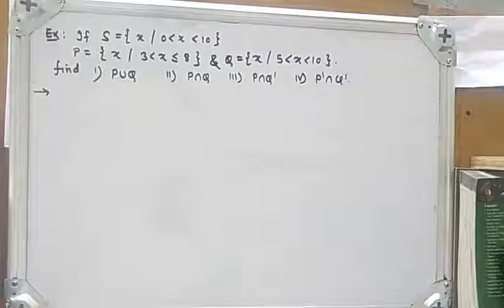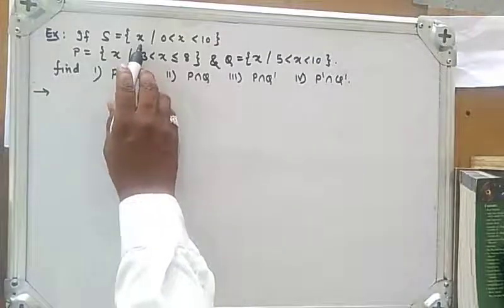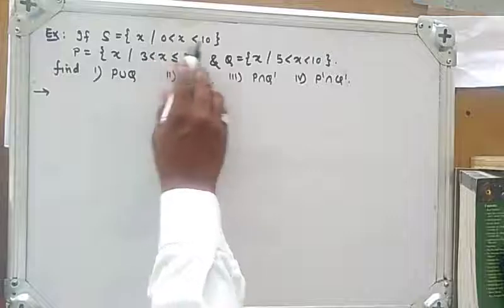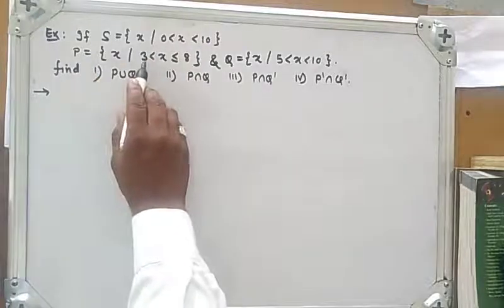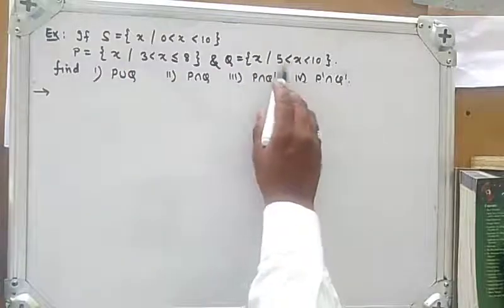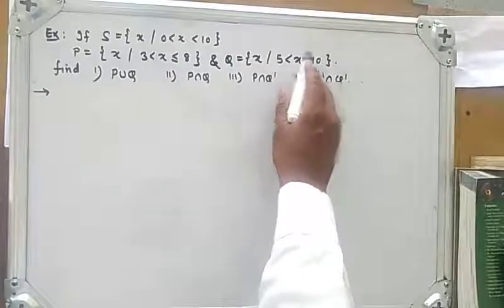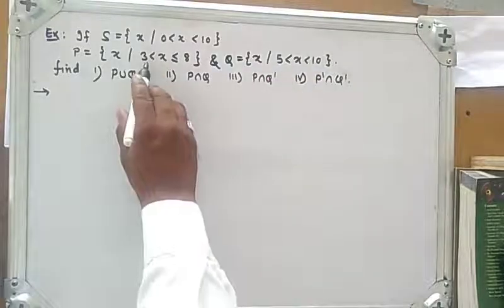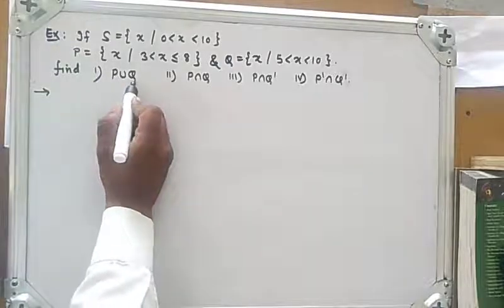Let's see one more question. We are given S as the sample space such that X lies between 0 to 10, and P is the event which has elements 3 less than X less than or equal to 8, and Q is the event which lies from 5 to 10. So here 5 and 10 are not included in Q, and here 3 is not included in P. Now to find out P union Q.